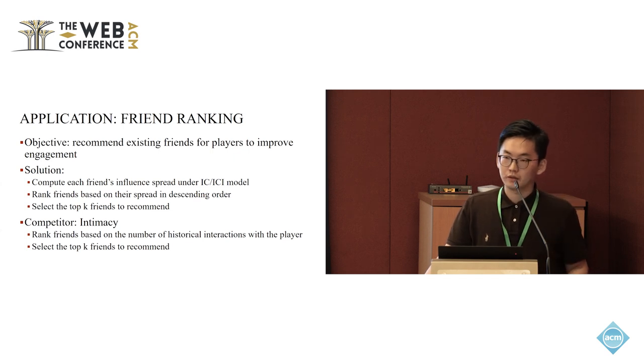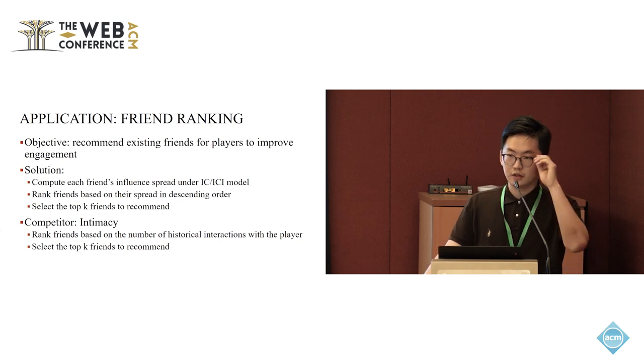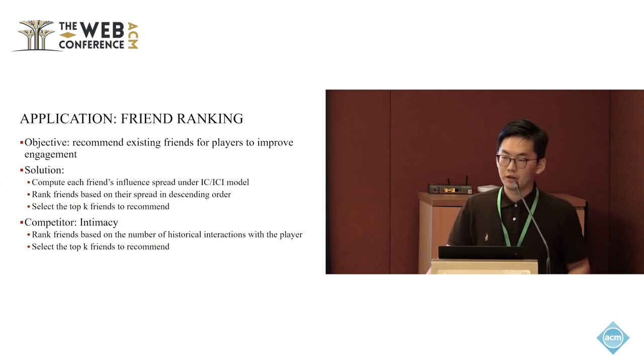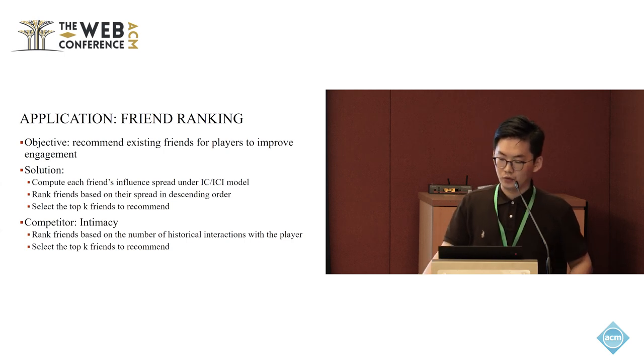Now I would like to first introduce the current baseline. Typically, we use the intimacy. It means the historical interaction between you and your friends, and the existing solution ranks and selects the top K based on intimacy value. In this work, we try to rank your friends based on their individual influence centrality. This influence centrality is equal to the influence spread under the IC or ICI model. And we rank friends based on this spread in descending order and select the top K.